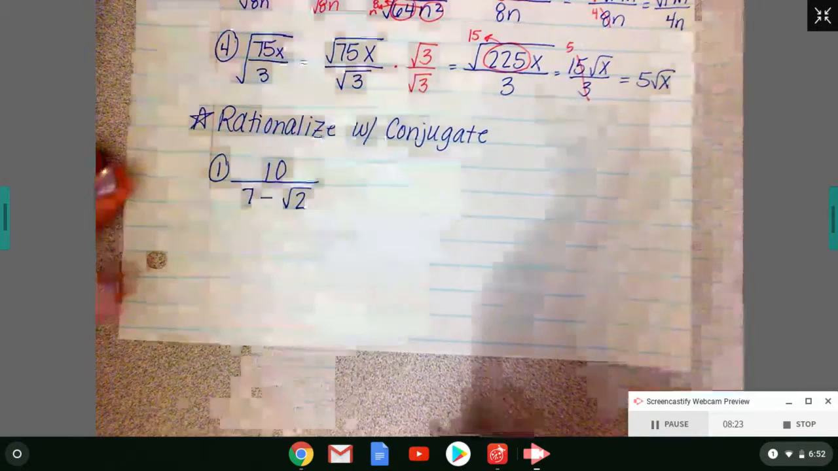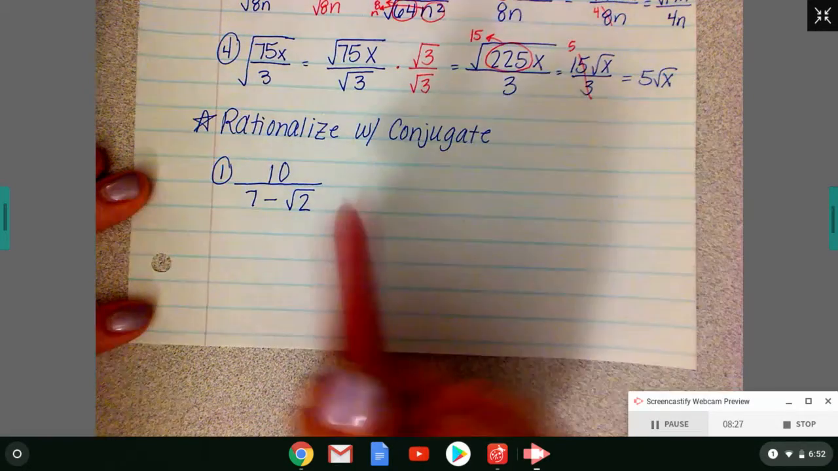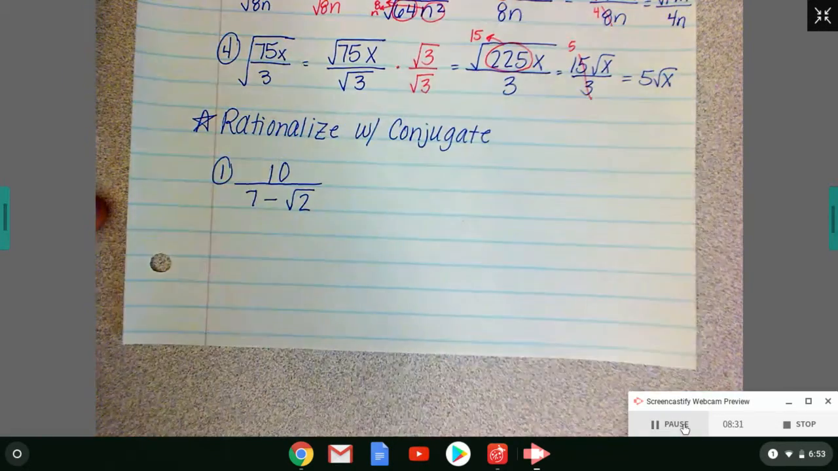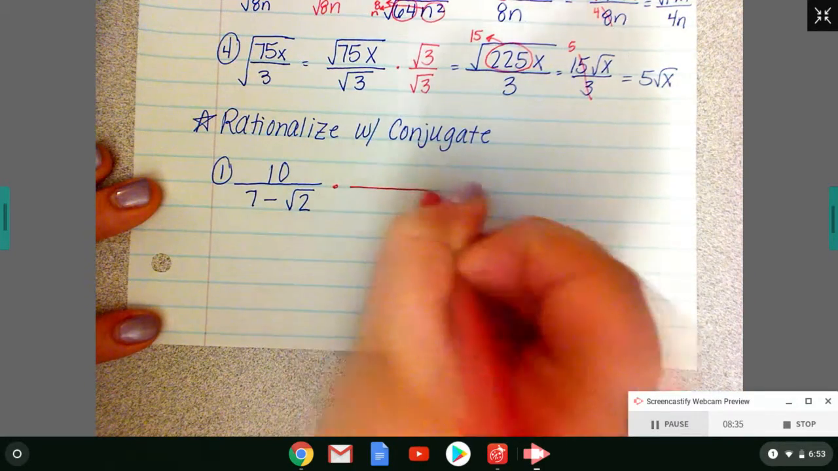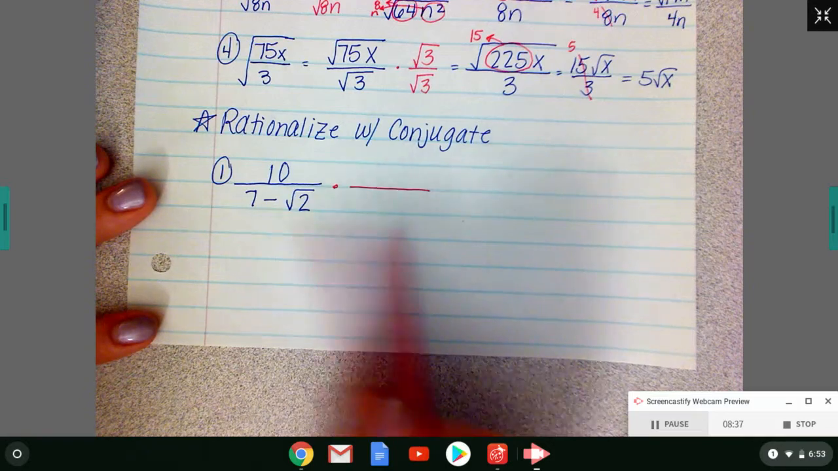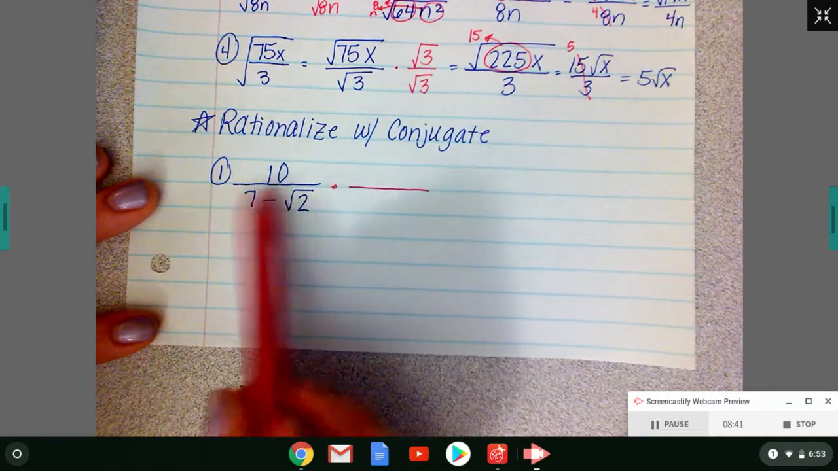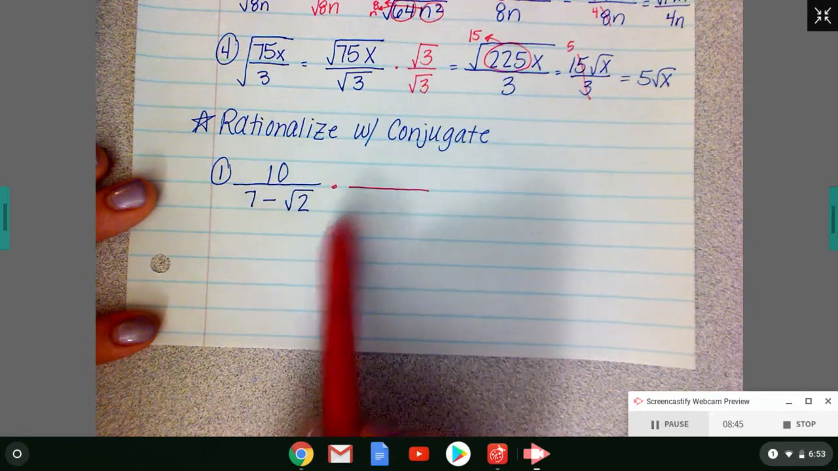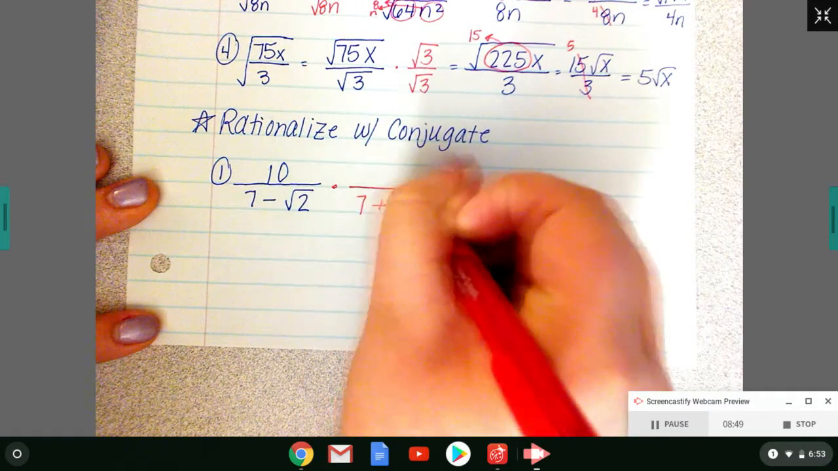So let's check this one out. What we're going to do with this is we want to get rid of this radical in the denominator like we were doing before. So what we're going to multiply this time, our special 1, is going to be a little bit different. Our goal, again, is to get there to be no square roots on the bottom. And to make that happen, we need to make this be a perfect square. So we're going to multiply by this times itself, but not quite times itself. We're going to make this be 7 plus root 2.